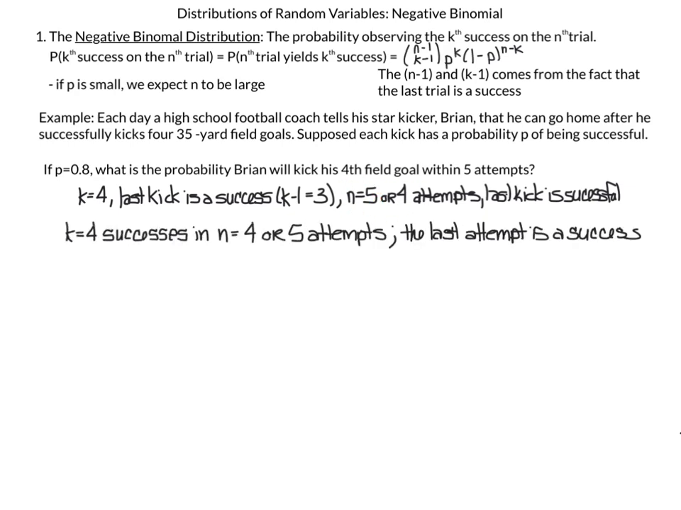So just writing that, k equals 4 successes and n equals 4 or 5 attempts. Again, the last attempt needs to be a success.